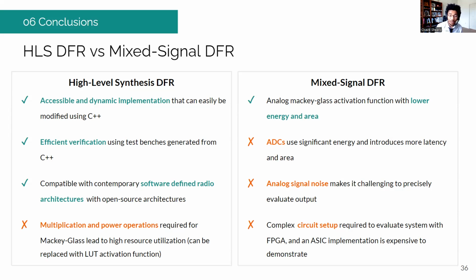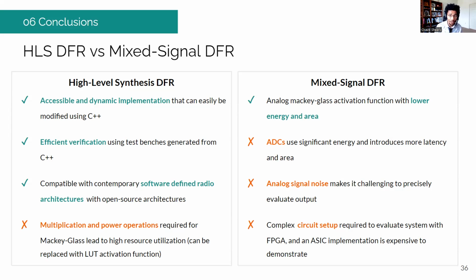Again, the only main downside of this approach are the multiplication and power operations that have to be modeled in hardware to achieve the particular activation function that we looked at for this approach. This can be resolved a little bit by using lookup tables instead of manually hard coding the particular activation function using dynamic logic like DSPs. This would, of course, lead to more increase in the memory utilization of the FPGA, but it is also another interesting avenue to explore. Alternatively, the mixed signal DFR achieves a lot lower power consumption.